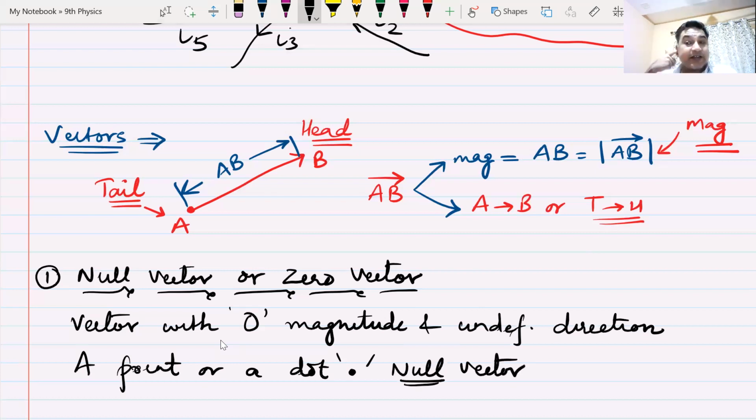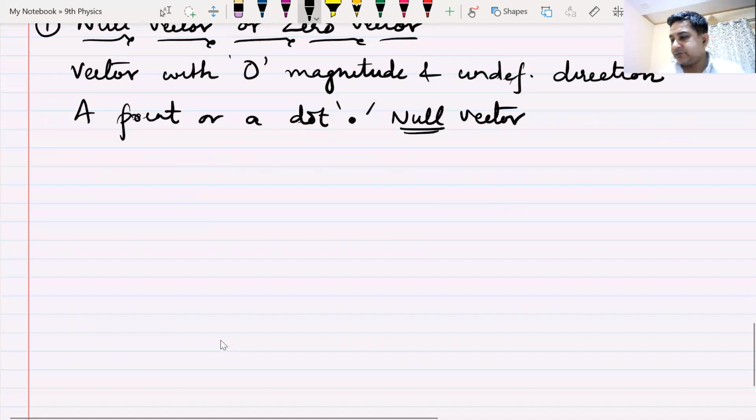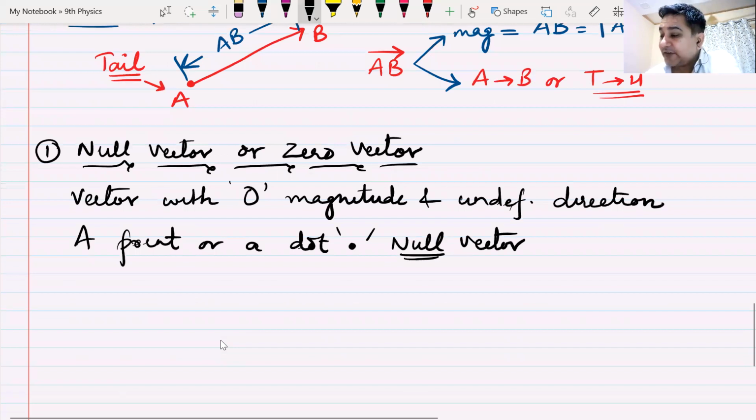It does not have any magnitude. Its direction cannot be found out. If it is a point, you don't know where this point is pointing to. We don't know its direction and the magnitude is zero. Such vector is known as null vector or zero vector. Do we understand this? Is it difficult to remember? No. Okay. First vector is null vector. I hope you are writing.